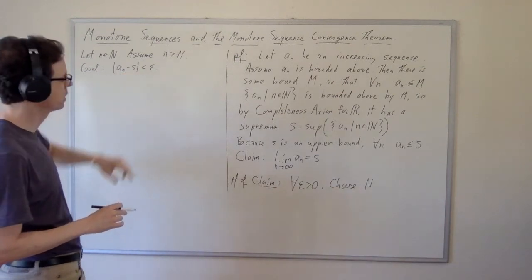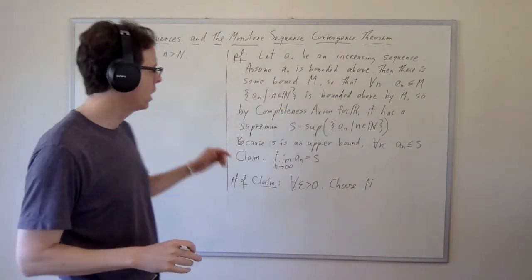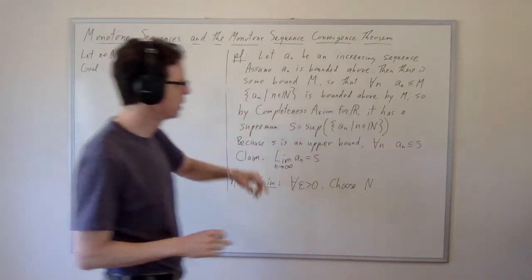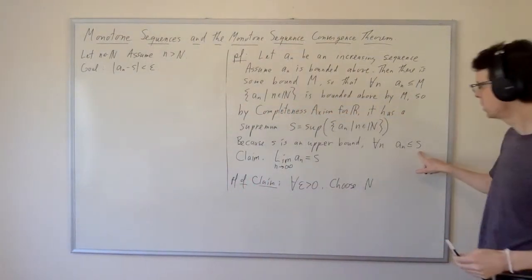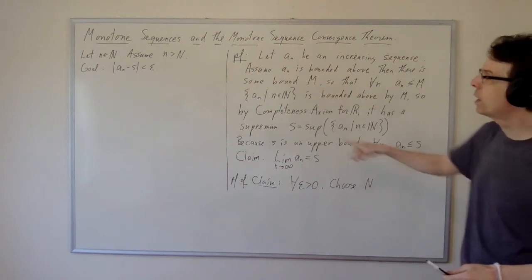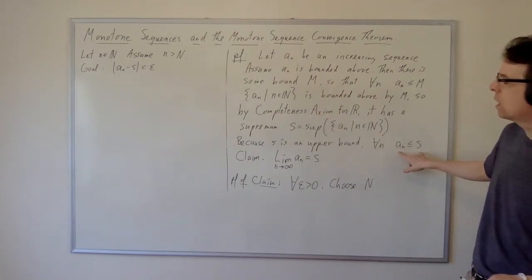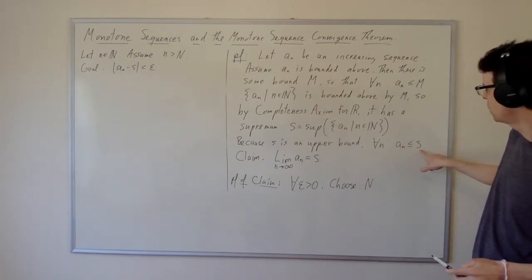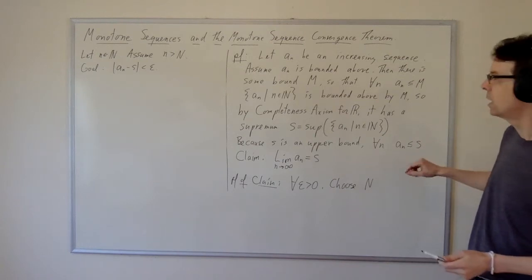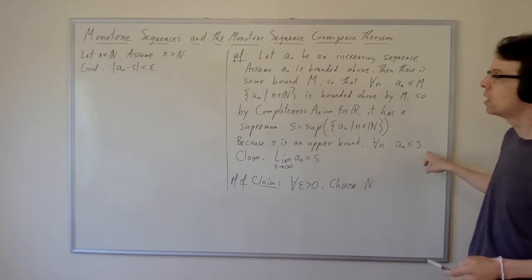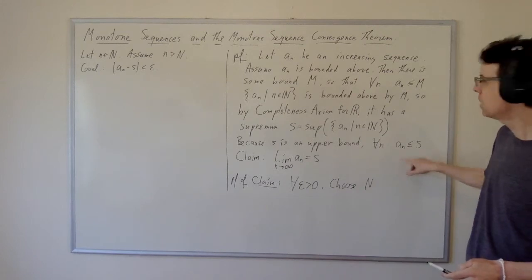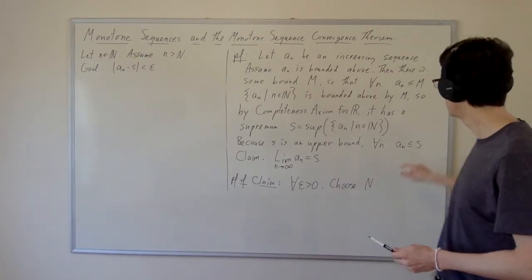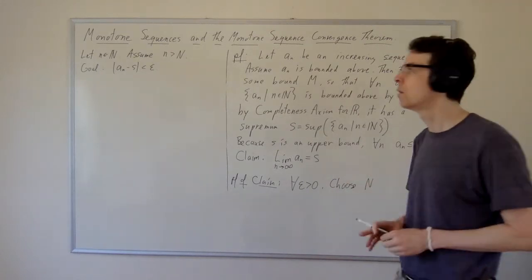Now let's think about a_n minus S. So a_n is less than or equal to S, right? And then we've got an absolute value. So what is the sign of a_n minus S? If a_n is less than or equal to S, then a_n minus S, just subtract S from both sides, is less than or equal to 0, which means that a_n minus S is a negative number. It could be 0, but it's 0 or negative.